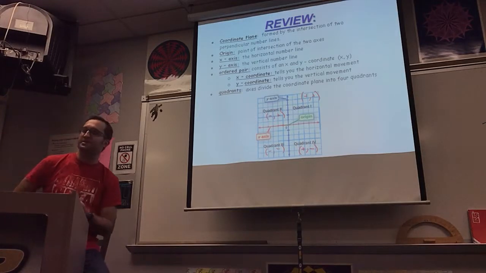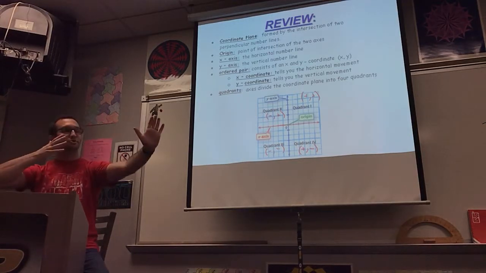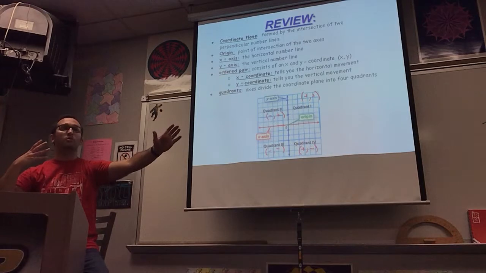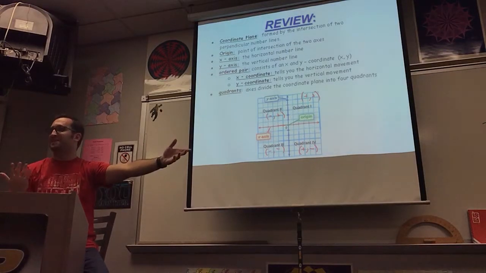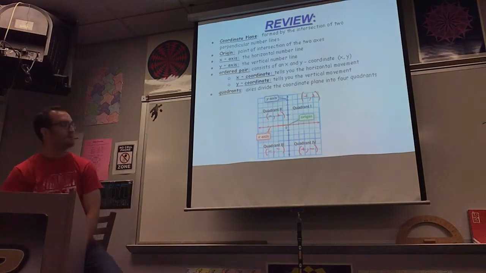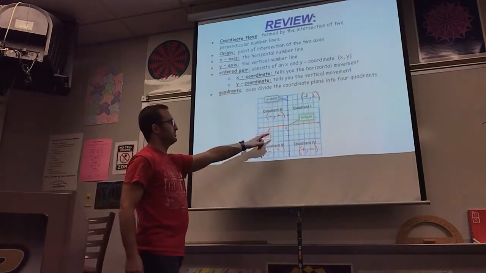Why is it called a coordinate plane? Because it's a plane. A plane is a two-dimensional surface that goes on forever. It's a coordinate plane because there are coordinates you can find on it. X coordinates and Y coordinates, right? A couple of things that we need to remember.